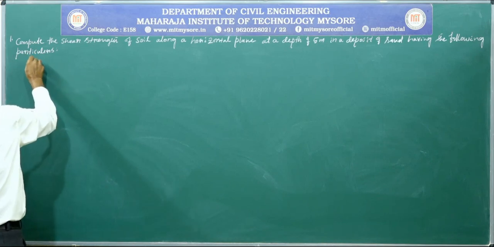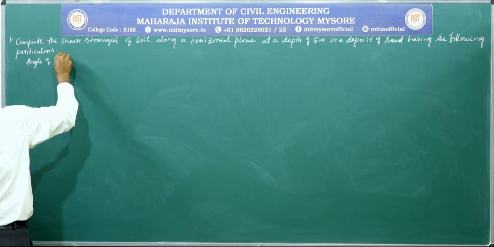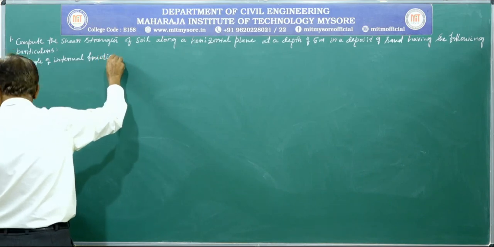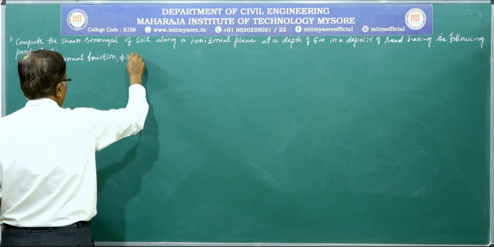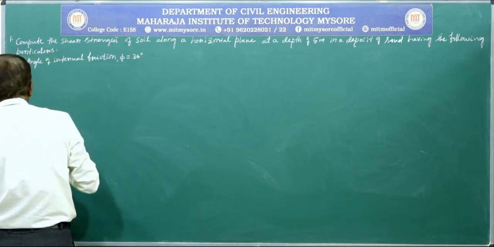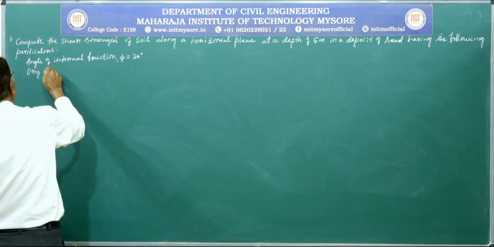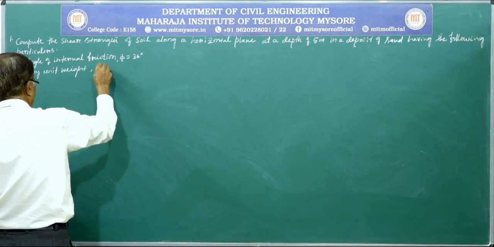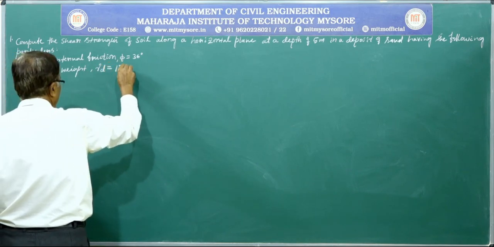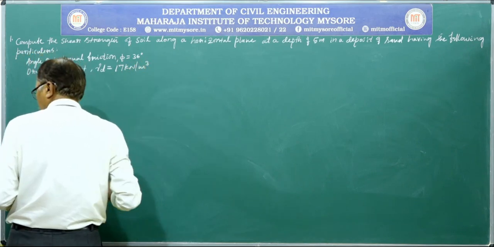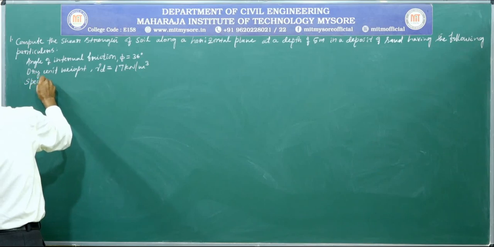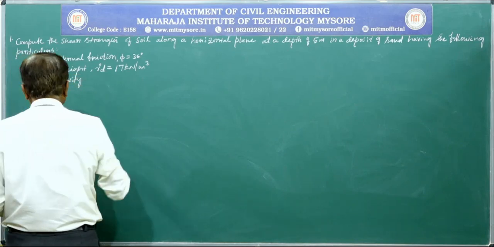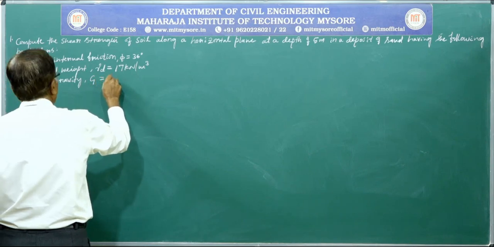Angle of internal friction, phi is equal to 36 degree, dry unit weight gamma d is equal to 17 kilonewton per meter cube, specific gravity G is equal to 2.7.